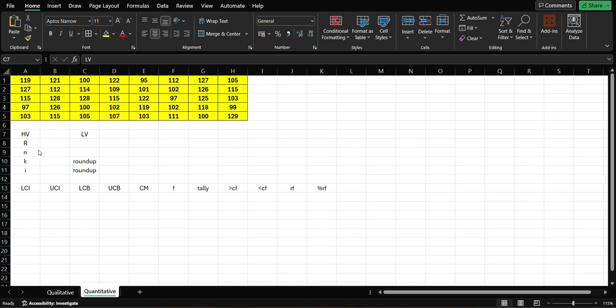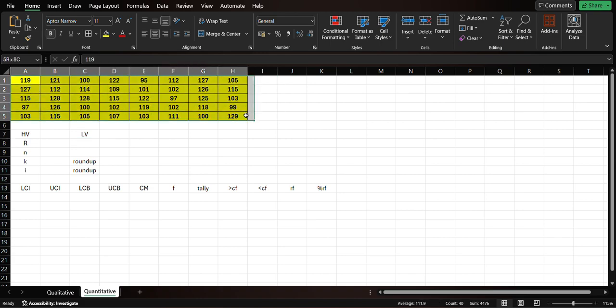Okay, so the next to discuss would be quantitative data. Again, quantitative data is when numbers are involved, or it would be numerical data. As you can see, the ones in yellow are numbers, random numbers. And what we're going to do is a frequency distribution table for grouped data.